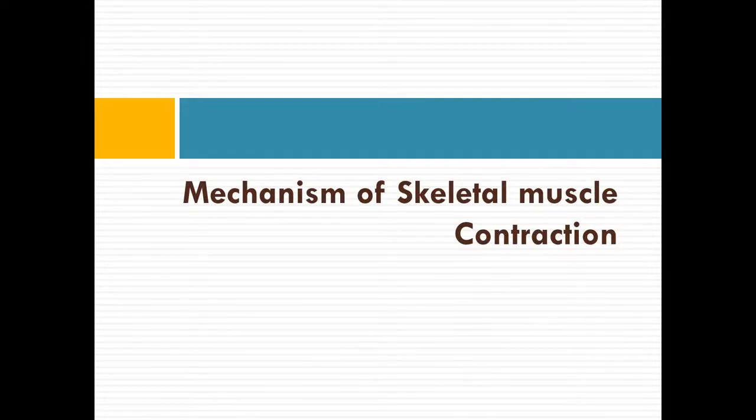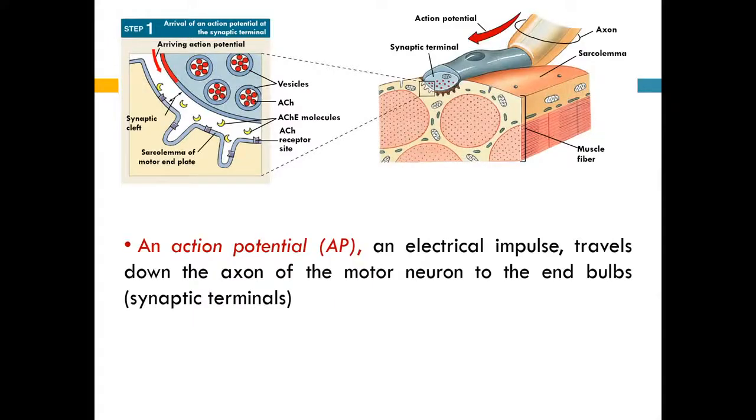Now what will happen when the muscle fiber is activated by the neuron? A long list of functions. First of all, the action potential or electrical impulse will travel down the axon of the motor neuron to the end bulb or synaptic terminal, which we already know. That will activate it. We can see over here, these are the acetylcholine vesicles, red color. This is the synaptic cleft with acetylcholinesterase molecules. This is the postsynaptic membrane containing the receptor site for the acetylcholine.